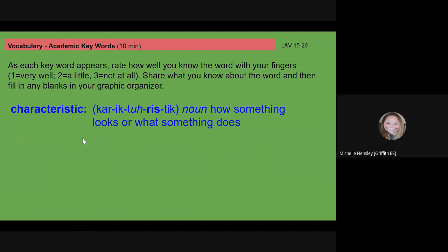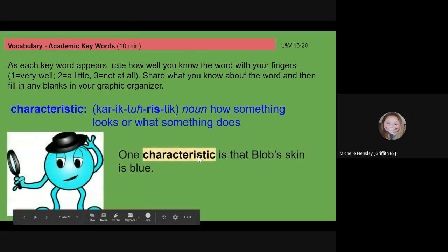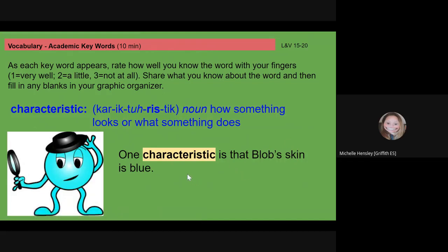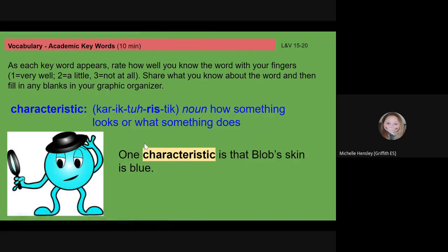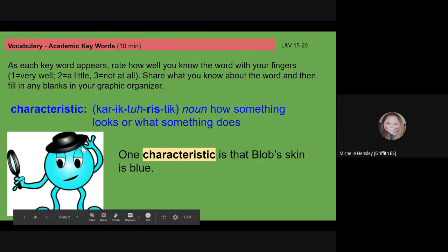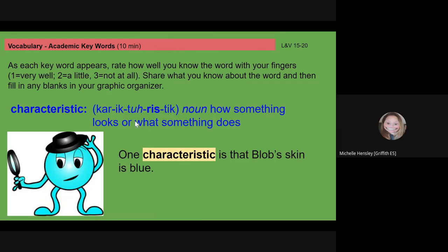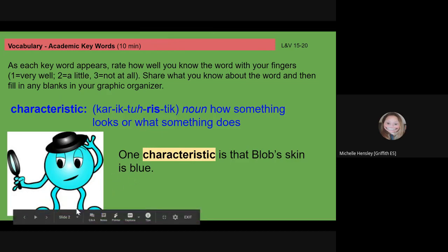That goes with people too. So characteristic. One characteristic is that Blob's skin is blue. Okay. So if we're looking at a characteristic, something about how he looks or what he does, one characteristic of Blob is that his skin is blue. Another characteristic of Blob is that he's round. Another characteristic is that he likes to wear hats, right? Those will all be characteristics about Blob because it's how he looks or what he does. How something looks or what something does is its characteristic. I know it's a long one, so if you need more time, pause the video. We're moving on to our next word.